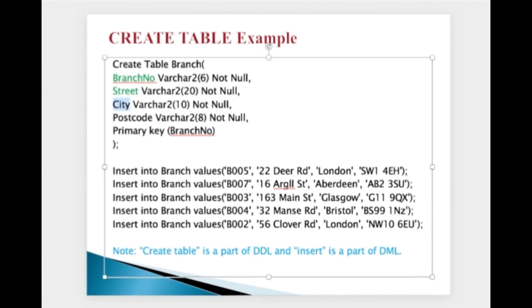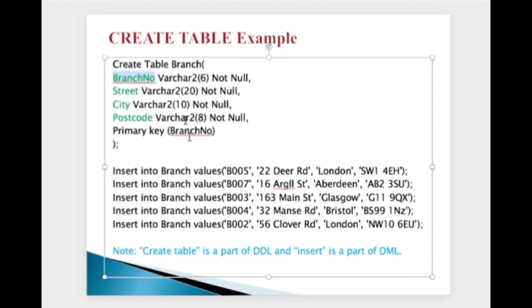Third column name, city, then the data type varchar2, and the maximum characters allowed are 10. Again, we mentioned not null, which means the user cannot skip this value. Postal code varchar8, not null. And then we mentioned here primary key, and we say that the primary key for this table is branch number.